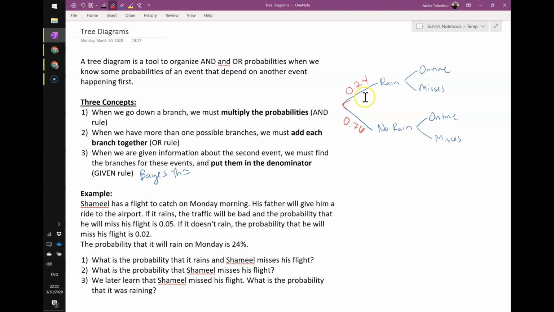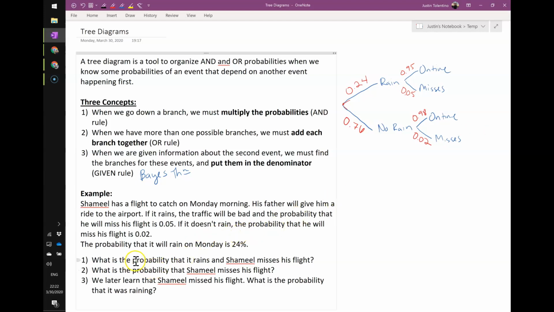The next thing we see is, okay, let's move on to the next branch. So if it's raining, let's take a look at this branch here. If it's raining, we know there's a 5% or 0.05 probability that Shamil misses his flight. Well, that means there's still a 95% chance he's on time. Same thing, if it doesn't rain, now it's only a 2% chance that he misses his flight. But otherwise, that would leave him with a 98% chance because, again, those have to add up to 1. So we can see this here is a fully developed probability tree diagram where we have those outcomes and we have the probabilities for each of these branches.